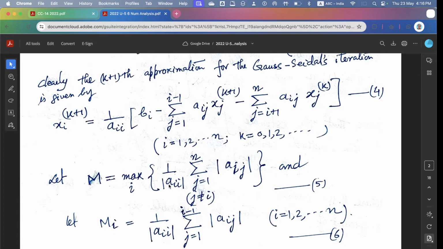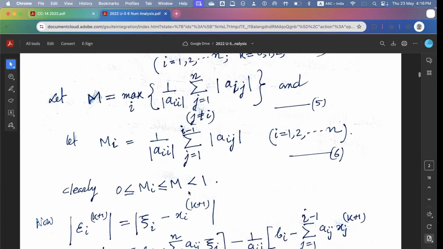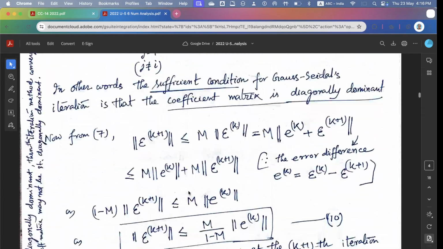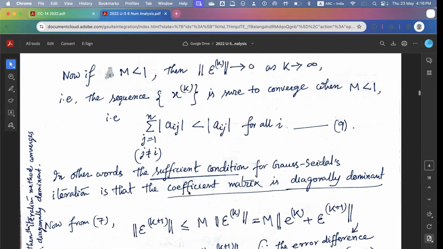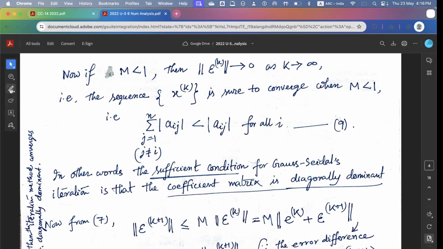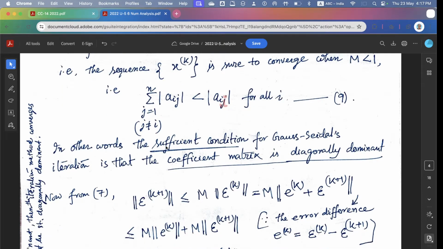Actually here m is this, so this is less than 1. So this is mod of aii. Actually this was wrong, this expression is aii. Mod of aii, not aia, aii. Correct this. In other words, the sufficient condition for Gauss-Seidel's iteration is that the coefficient matrix is diagonally dominant.